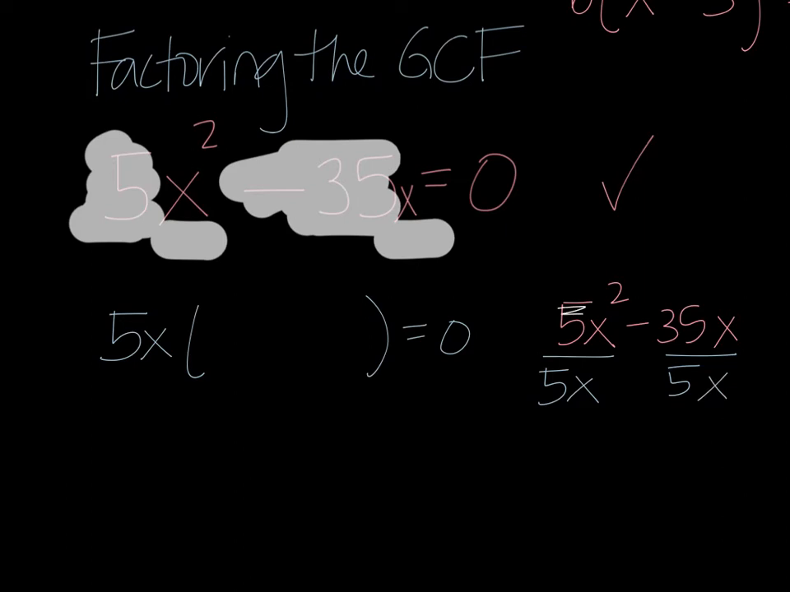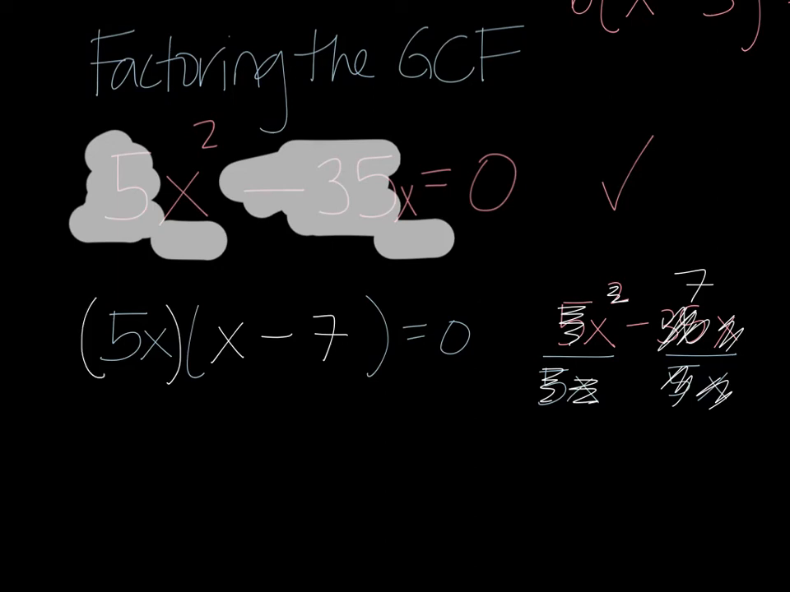If I check it out, my 5's will cancel, and x will cancel, and I will be left with just x. Likewise, the 5 can go into the 35 7 times, the x's cancel, and I'm just left with a -7. This is fully factored. So what we do now is we go back and we use our zero product property. Anywhere there's an x, it's like there's a little parenthesis, so I'm going to enclose the 5x, and we are going to say, what does it take to make 5x equal 0?